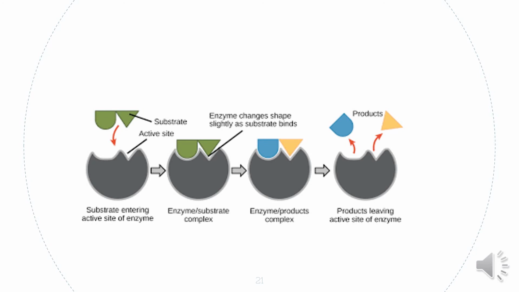As you can see here in the diagram, in the first stage we have the substrate entering the active site, assuming this is the sucrose. In the second stage we have the enzyme-substrate complex, where the enzyme changes shape slightly as the substrate binds. In the third stage we have the enzyme-product complex, it fits completely. And finally we have the two products leaving the active site of the enzyme after it has been digested or converted.